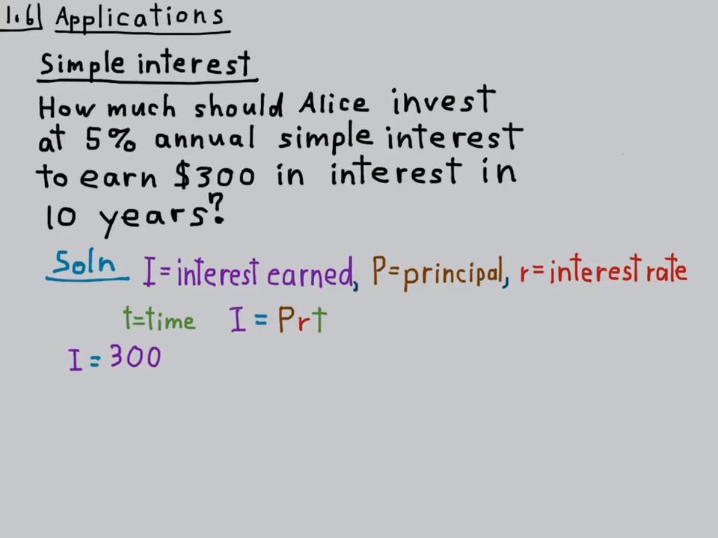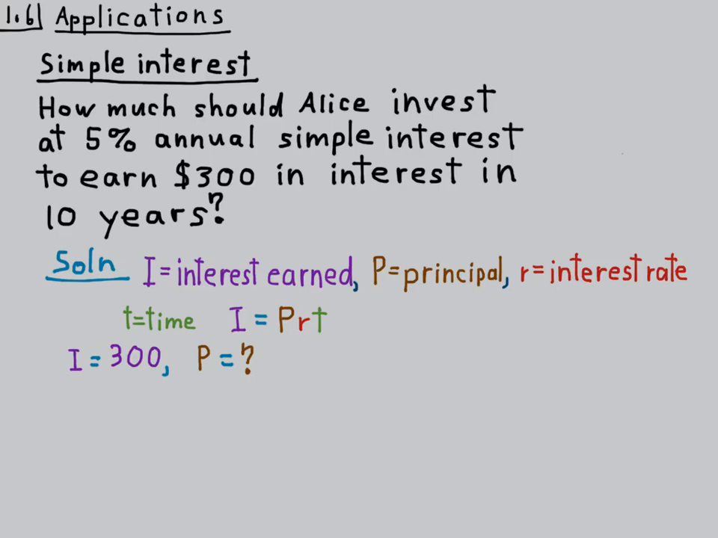So in this problem, it says Alice is supposed to earn $300 in interest, so I is 300. Notice how I wrote out the formula without any numbers plugged in, and then underneath it I write out what all the values are for the variables. So I is 300. Let's see, what else do I know? P I don't know. That's what they're asking for. How much should Alice invest? That's the principal.